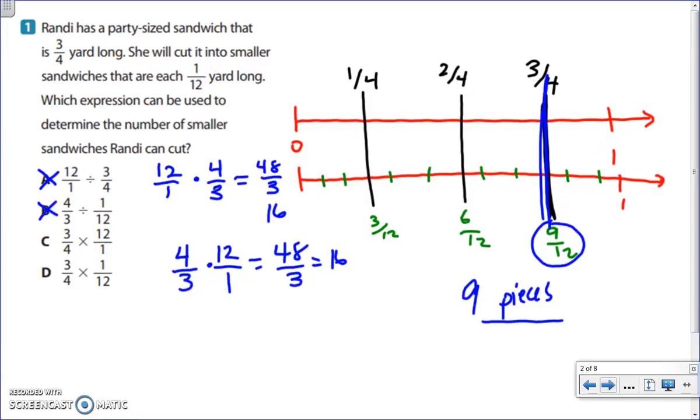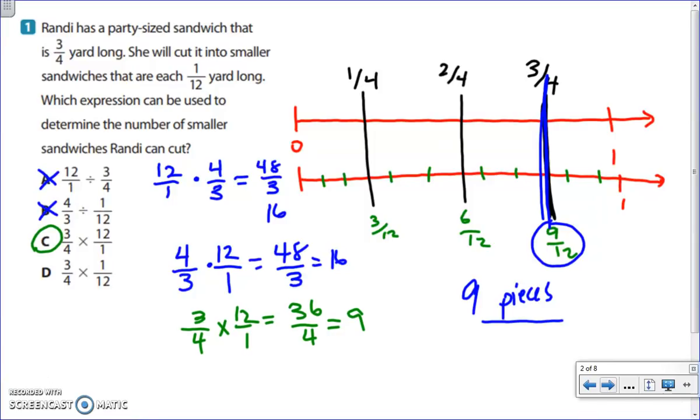Let's try C. C says 3/4 multiplied by 12/1. And so that actually represents 36/4, or 9. So I do think that choice C would be a good choice.